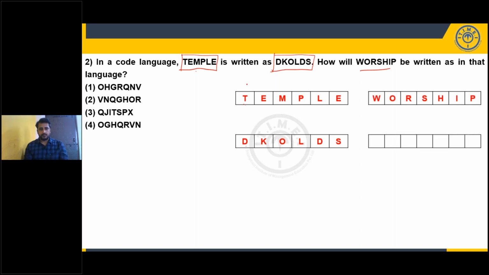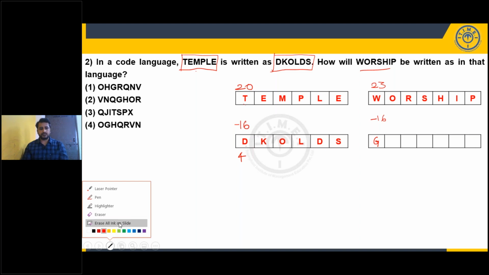Place value of T is 20 and place value of D is 4. So 20 and 4 means how much it is reduced by? Minus 16. Whether it is correct or wrong, you have to try it. Now, W place value is 23. 23 minus 16 is 7, which is nothing but G. Is there any letter starting with G? No. It means my logic from first letter to first letter is not correct.